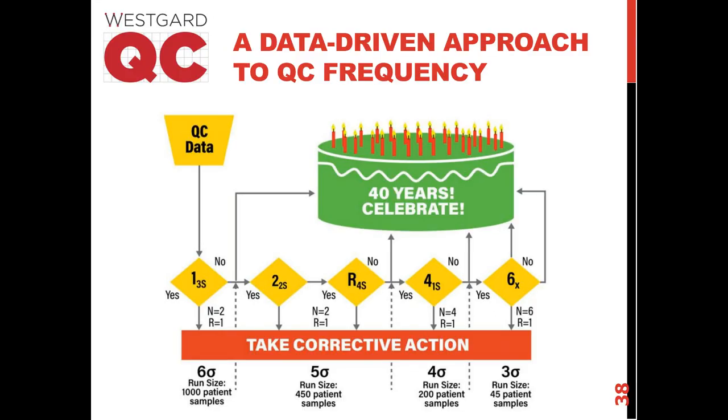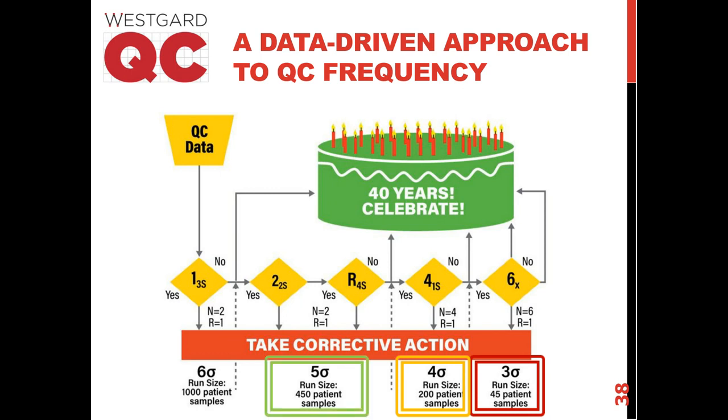The data-driven way to QC frequency is to base it on your sigma. So if we have 3 sigma, we should be running our QC every 45 patient samples. And this probably sounds a bit shocking. Those of you who know your patient volumes realize if you had a 3 sigma process, you would have to spend a lot more on controls. You really don't want to do that, so you would prefer to have a process where you had maybe 4 sigma. And now you're running every 200 patient samples. And that, for many small laboratories, starts to match their daily reality.